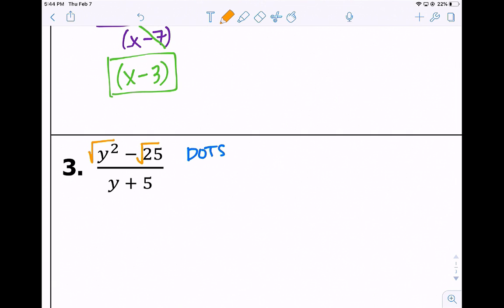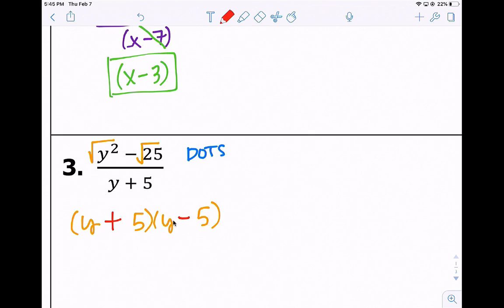So the square root of y squared is y. The square root of 25 is 5. That's going to be our two pieces of our binomials. And then, again, for the middle piece to cancel, these need to be opposites. So one of them is going to be positive, and one of them has to be a negative. So y plus 5 and y minus 5.